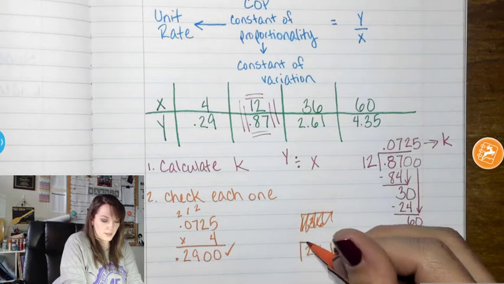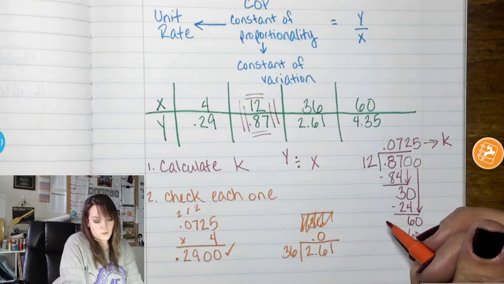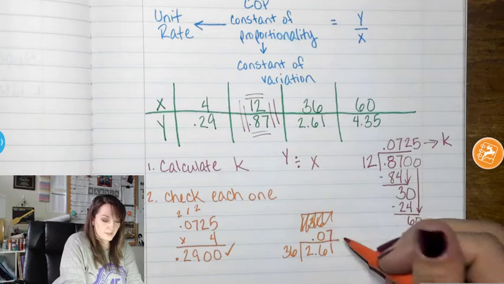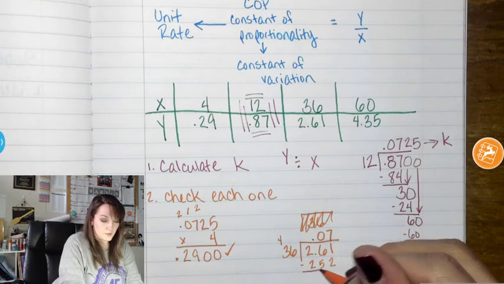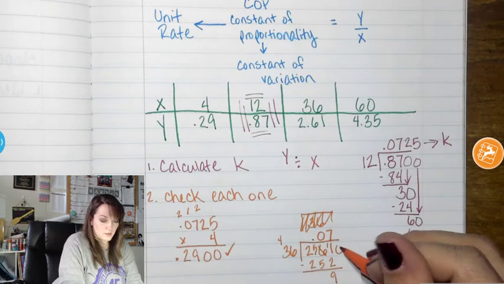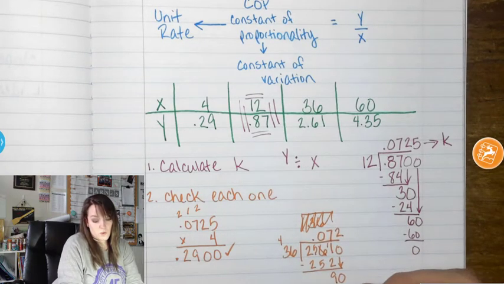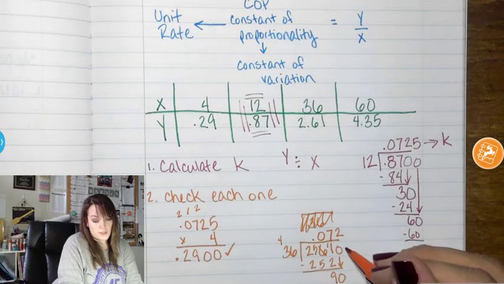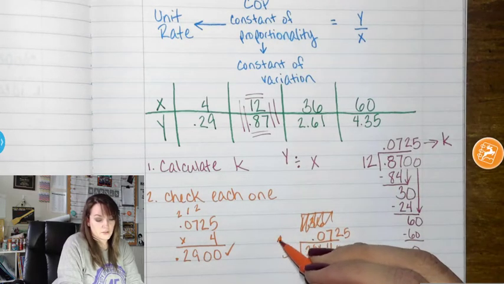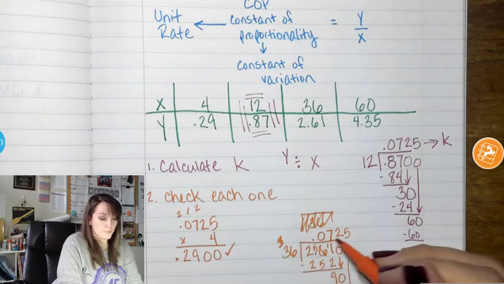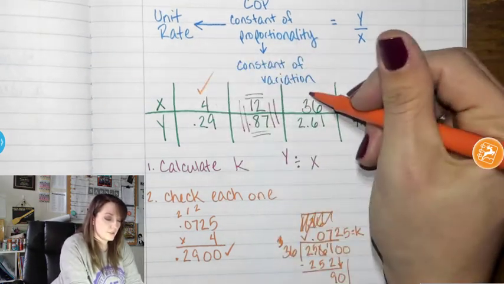2.61 divided by 36. Oh, I lost my train of thought. This should be 7. So that's going to be 42, 25, 6, 5, 11 to 9. Bring down a 0. I'm going to guess it's a 2. That's going to be 72. 18. Bring down a 0. It helps when you know what you're shooting for. 5. So 0.0725, that's K. So that matches up. So that's good. This one checks out. This one checks out.